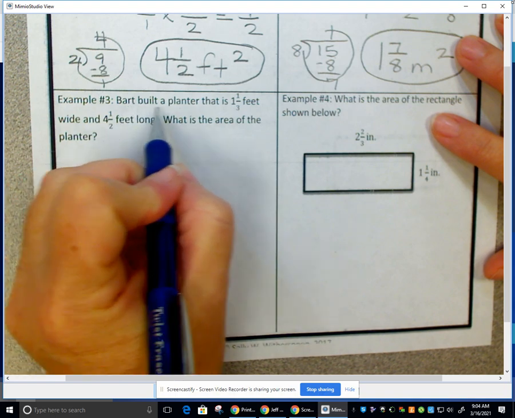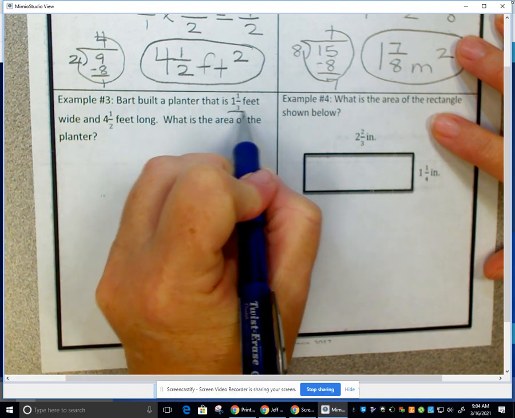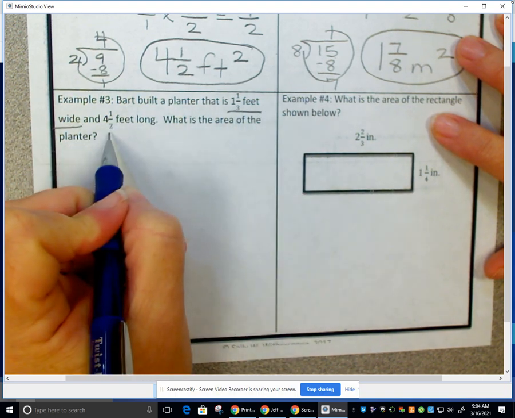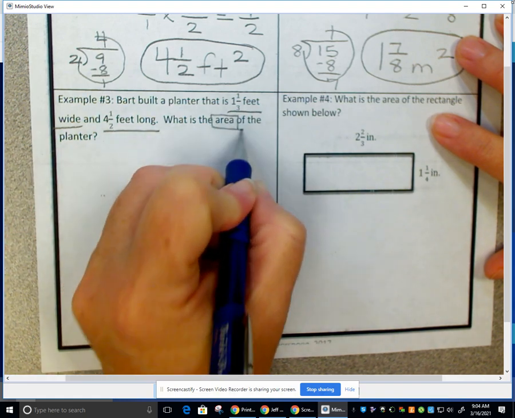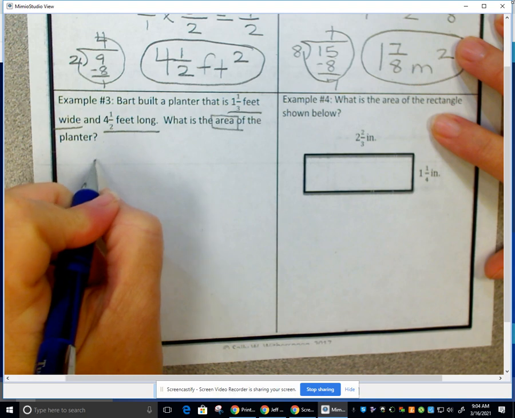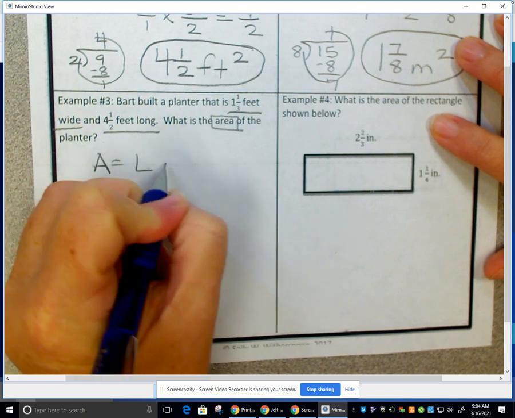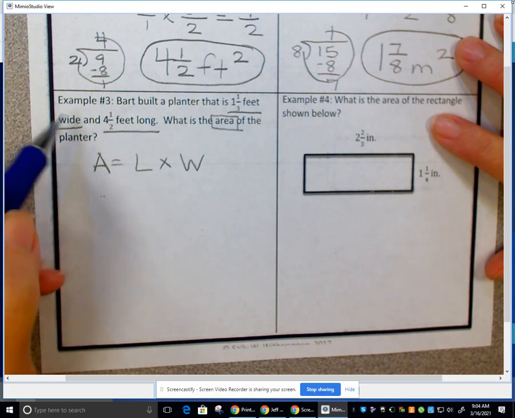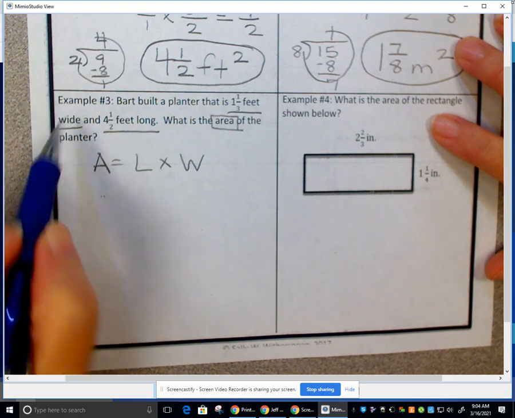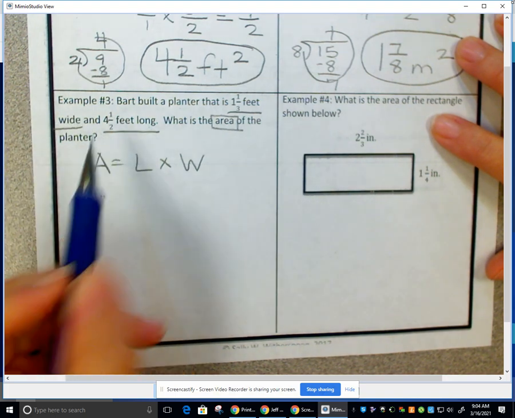All right, it says Bart built a planter that is 1 1/3 feet wide and 4.5 feet long. What is the area of the planter? So I know area equals length times width. So my length, we'll go with long. That's 4.5.